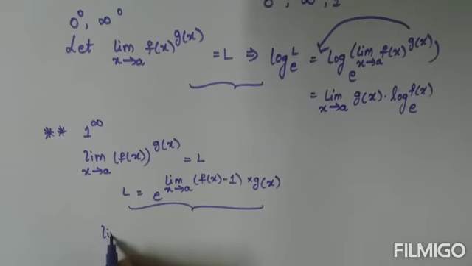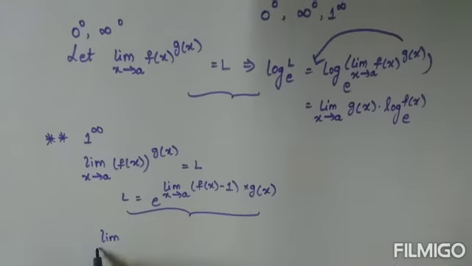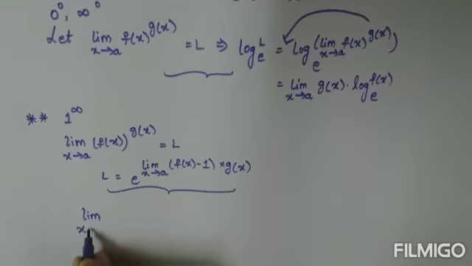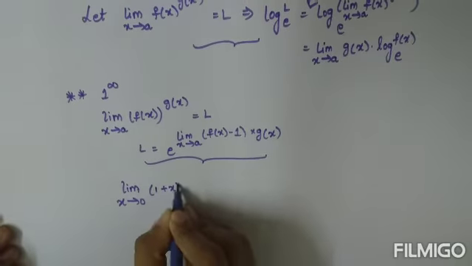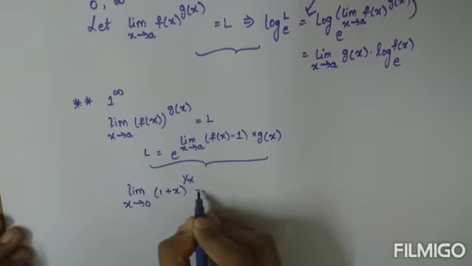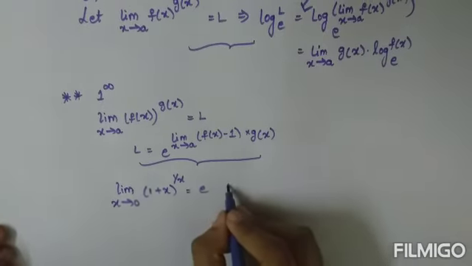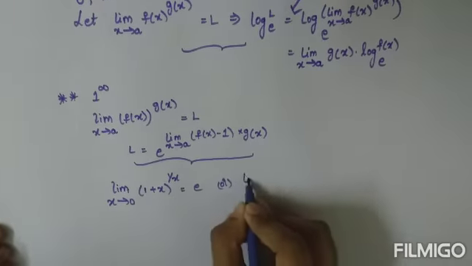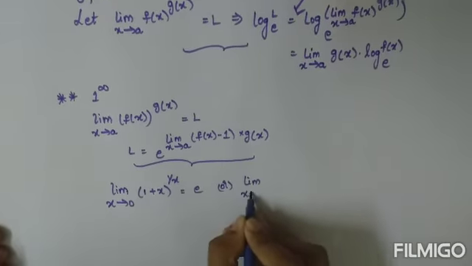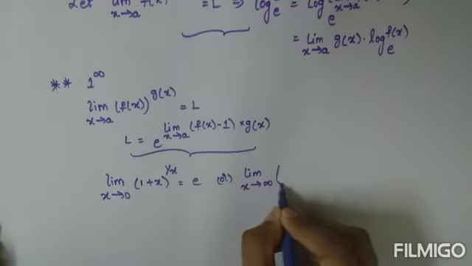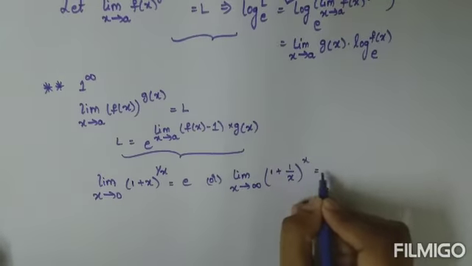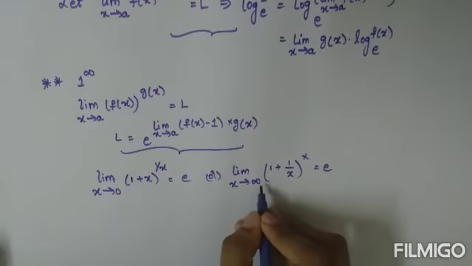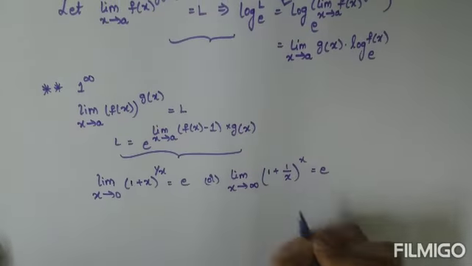So if we solve in this way, we can find some simple limits: limit x tends to 0 of 1 plus x whole power 1 by x is equal to e. This we can remember, right? And in a similar way, we get limit x tends to infinity of 1 plus 1 by x whole power x is also e, because if x tends to infinity, 1 by x tends to 0.